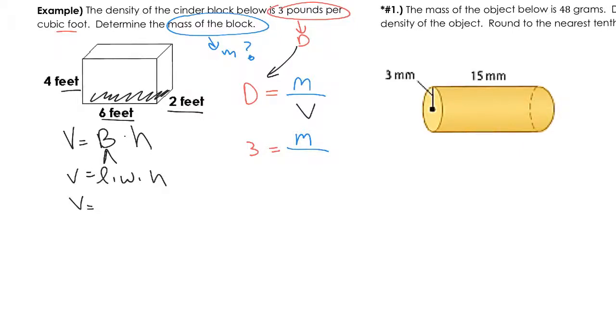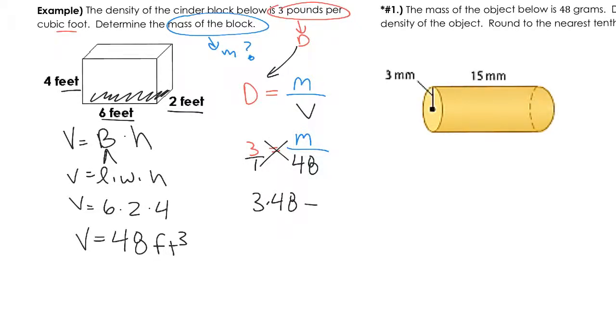Length is 6, width is 2, height is 4. 6 times 2 times 4. So my volume is 12 times 4, 48 feet cubed. So that's my volume. Once I plug it in, now I can solve for mass. There's 2 ways to do this. You can put this side over 1 and cross multiply. So 3 times 48 equals the mass. Or you could just multiply both sides by 48 to do the inverse. Either way, you end up with 3 times 48.